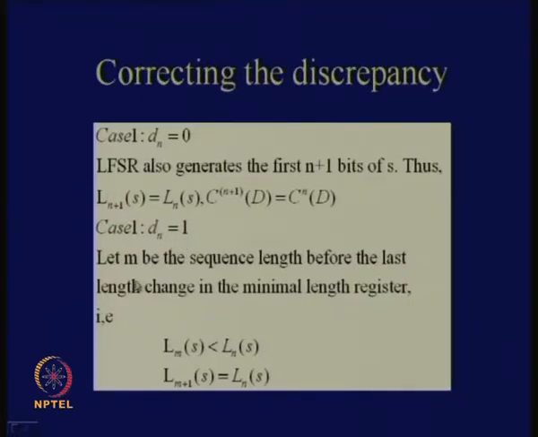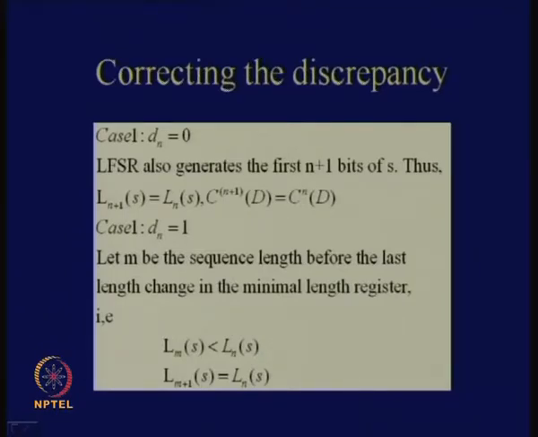So, you note one thing: in order to do that, we will consider the sequence length before the last change. Let m be the sequence length before the last length change in the minimal length register. Before this, whichever was the last change when you changed the length, m is a variable which holds the sequence length before that last length change. Therefore, the last time you changed the length, what was the sequence length, that value is held by the variable m.